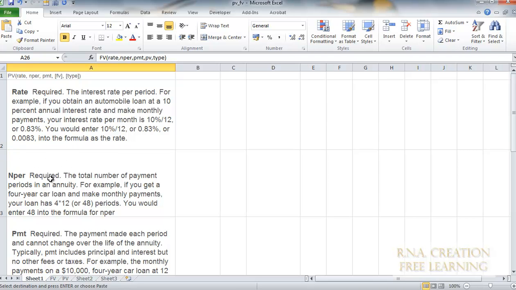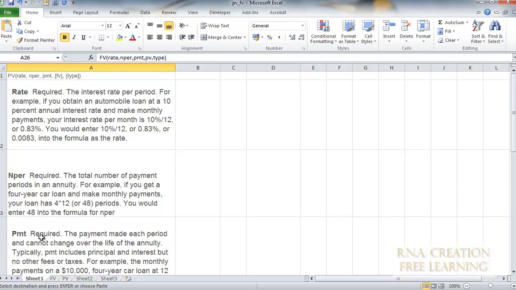Now let's see Nper, which is required: the total number of payment periods. For example, if you want to get a 4-year car loan, this is what you will be paying. It is 4 multiplied by 12, that is 48 periods you would be paying. The interest rate divided by 12 gives 0.83, which goes into the rate, and 48 goes into the Nper.